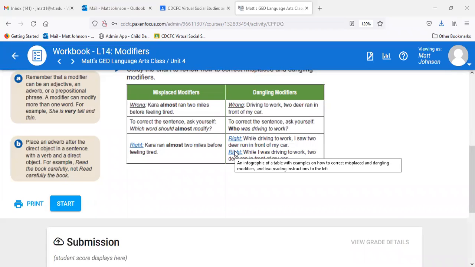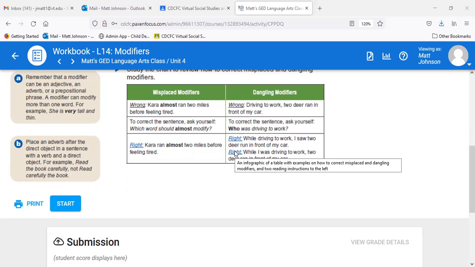So to correct that, Kara ran almost 2 miles. If you look at the incorrect sentence, it sounds like Kara almost ran. So she was walking fast, but she didn't quite get to a run, right? That's the word you're modifying, is ran. In the second sentence, to correct that, Kara ran almost 2 miles, meaning she ran the whole way. She just didn't make quite the distance of 2 miles.